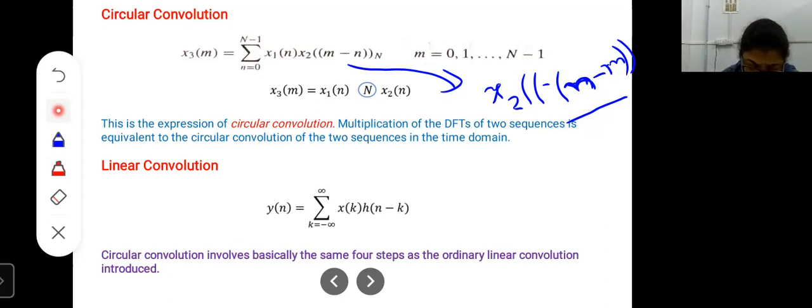Another difference is also there. Here we are using the limit n equals 0 to N minus 1, which is a finite limit. But for linear convolution, we use an infinite limit. This is another difference. Any sequence, even if the sequence is infinite in duration, we can apply linear convolution. But for circular convolution, we always need finite length sequences.